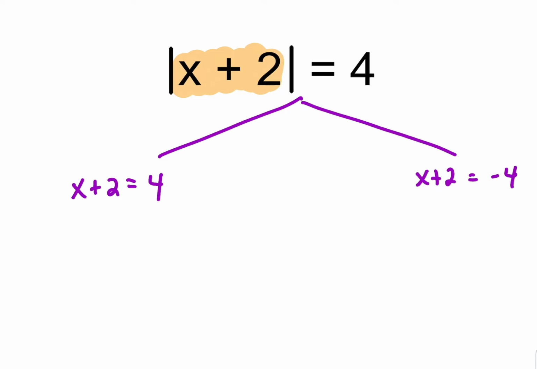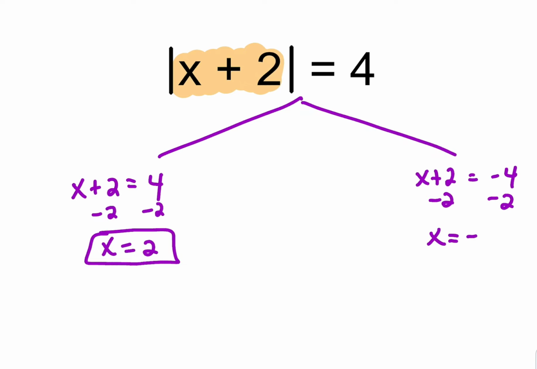So then we just have 2 equations to solve here. I'm going to subtract 2 from both sides. I get x equals 2. That's one of the answers. I'm going to subtract 2 from both sides here, and I get x equals -6.